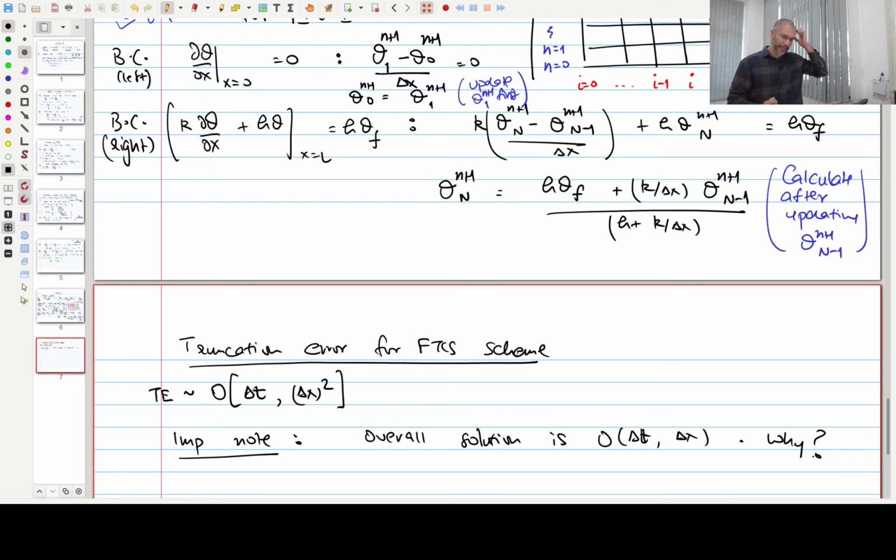Now we saw that the truncation error for the discretization method that we have used here, forward time center space, is order delta t and delta x squared. But what happens is when I solve the problem, the solution is actually order delta t delta x. Does anyone have any guesses as to why this is happening? Even though the discretization is of the order of delta t comma delta x squared, the solution that we get is of the order of delta t comma delta x, not delta x squared. So it's inferior to the accuracy we get in terms of the discretization method.